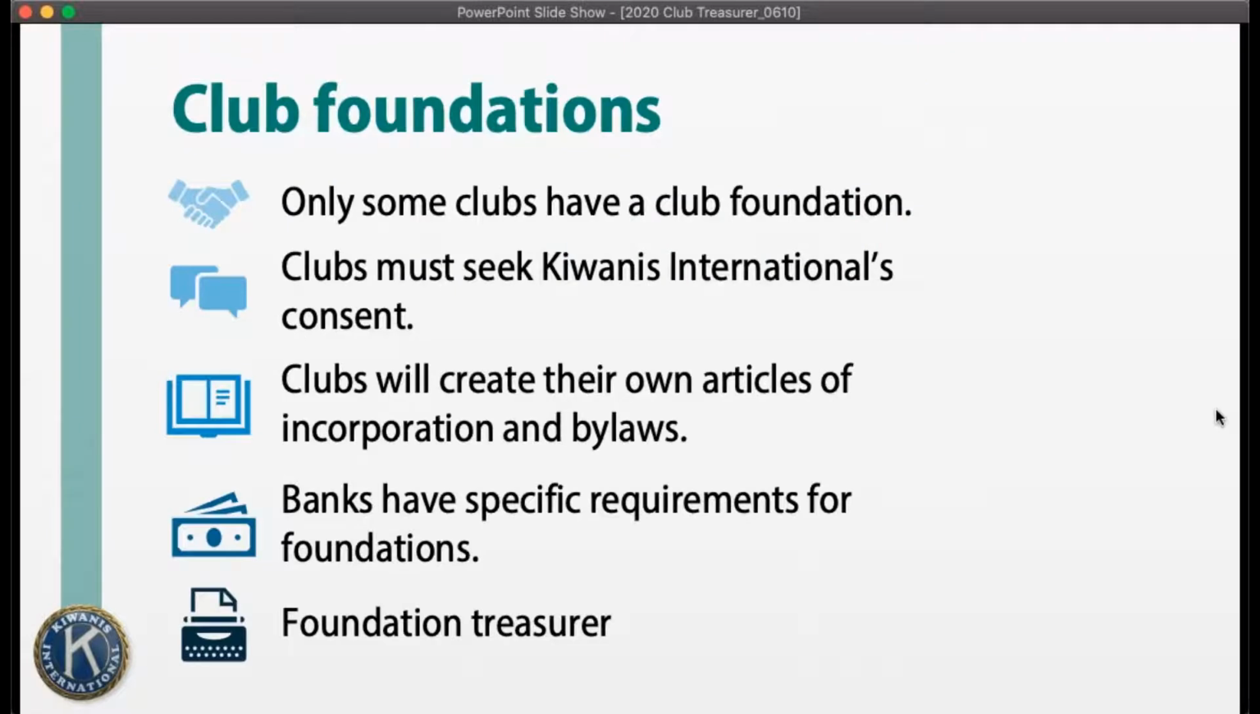In terms of your club foundations, to set this up, if you don't already have one, you need to get consent from Kiwanis International. Clubs will also need to create their own articles of incorporation and bylaws, and these do differ from your club incorporation and club bylaws. Banks do also tend to have specific requirements for opening accounts for foundations, and a foundation requires a foundation treasurer.